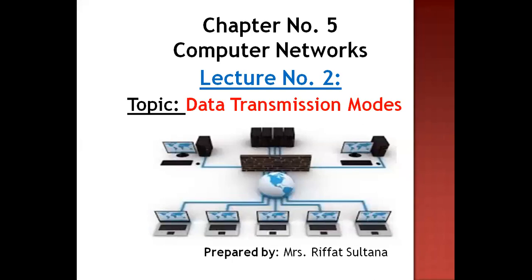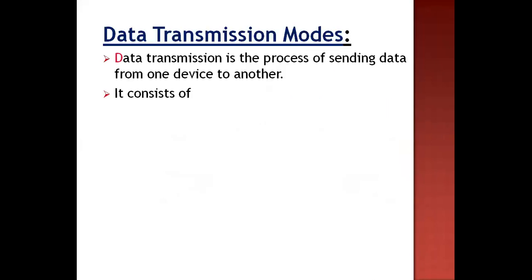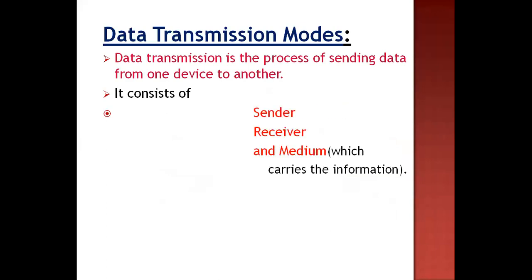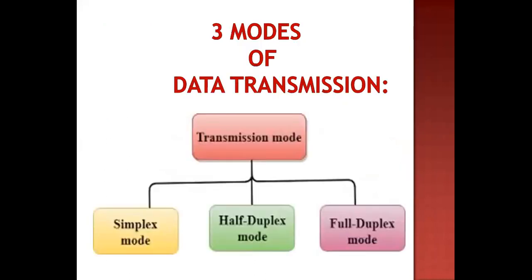Today we will start data transmission modes. Data transmission is the process of sending data from one device to another. It consists of sender, receiver, and a medium which carries the information. There are three modes of data transmission.